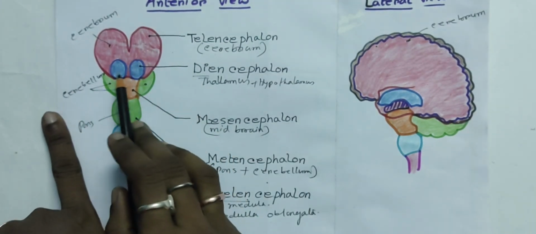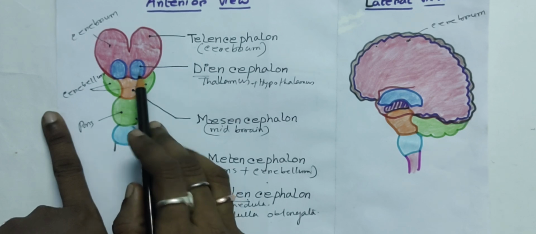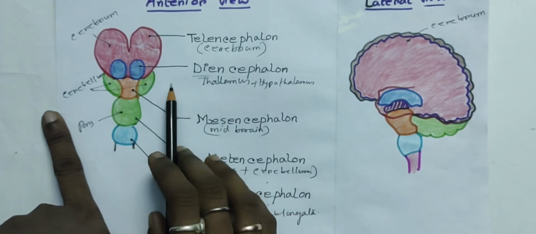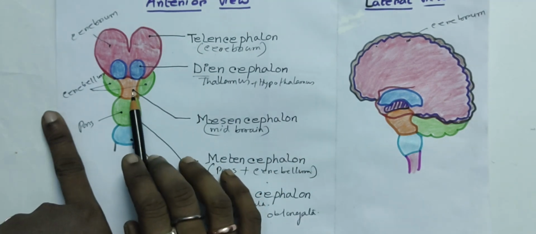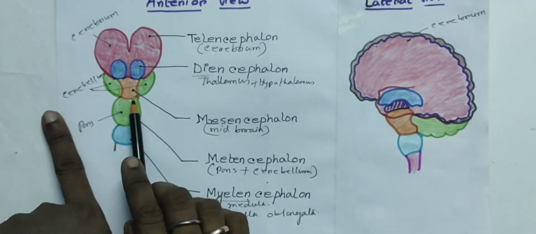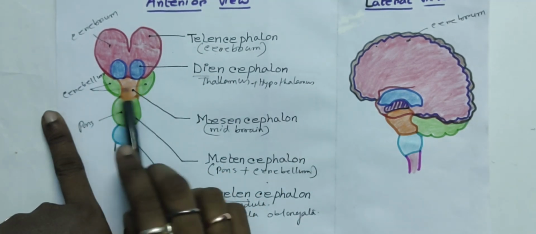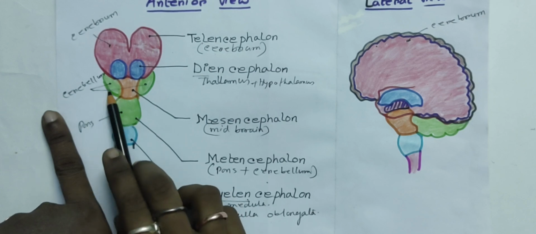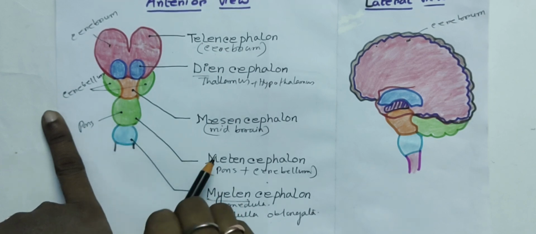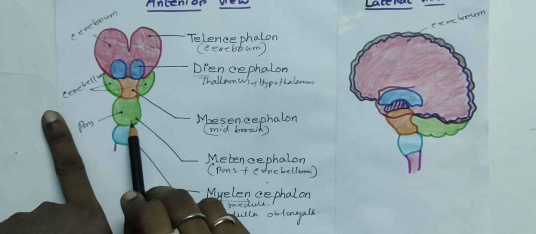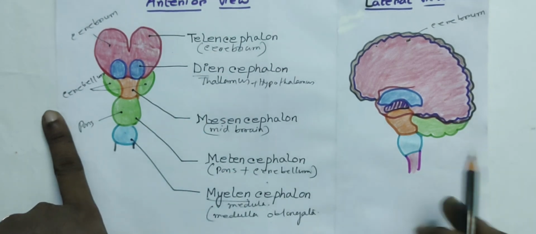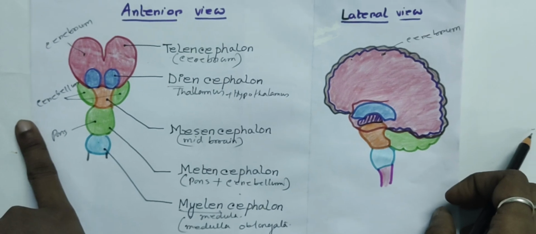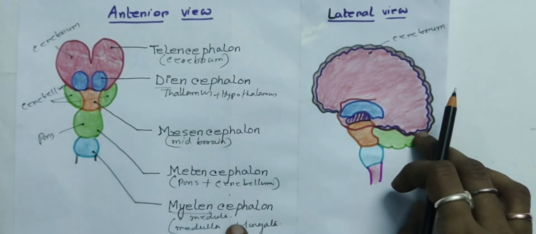Telencephalon, diencephalon, thalamus. Below the thalamus there is a hypothalamus. I am showing you the position of hypothalamus in this lateral view. And next there is a mesencephalon, that is midbrain. Behind the midbrain there is a cerebellum. Cerebellum and pons together form the metencephalon. And next after the metencephalon there is a myelencephalon. It's the medulla oblongata.